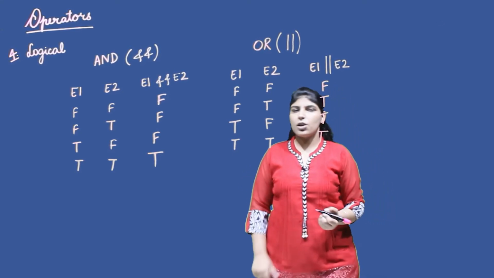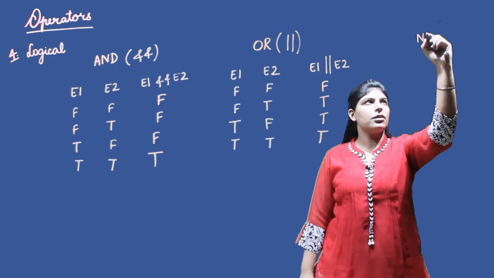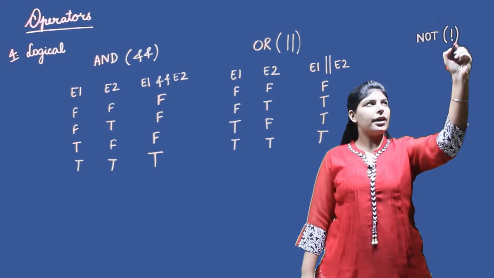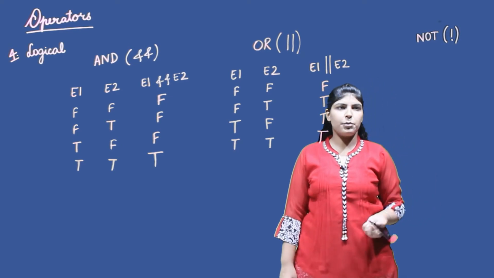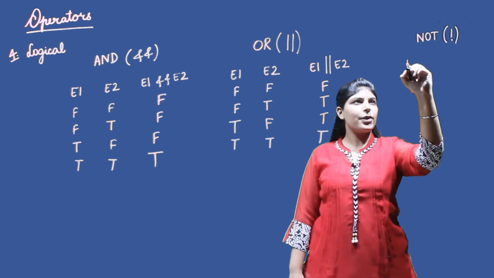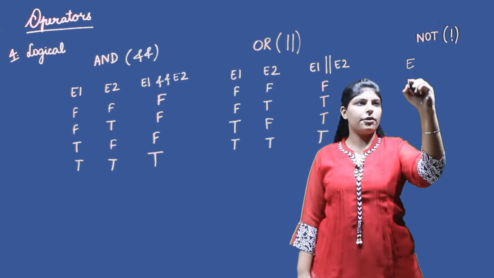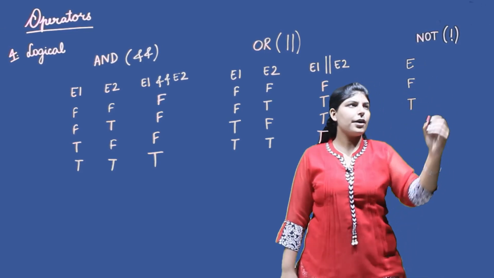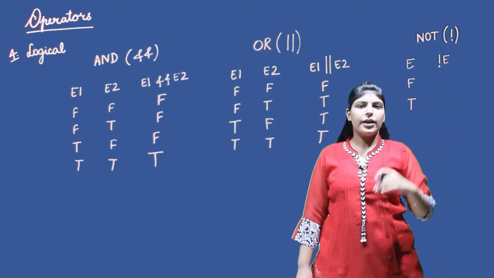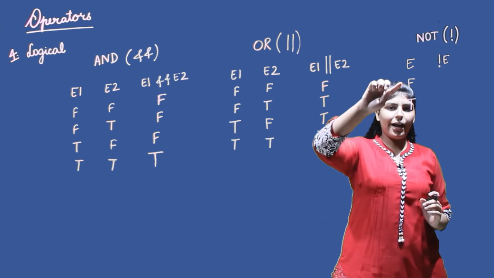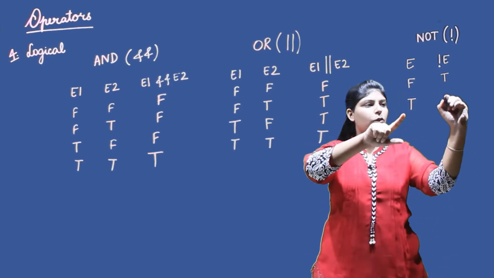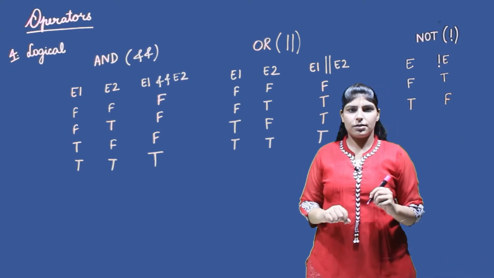Next type of logical operator we have is NOT. The symbol for NOT is an exclamation sign. It takes only one expression as input, so this logical NOT is a unary operator. So let us say we have an expression E whose values are false and true. If I apply NOT to this expression, it complements the value. So if I have false, the output will be true. If I have true as input, the output will be false.